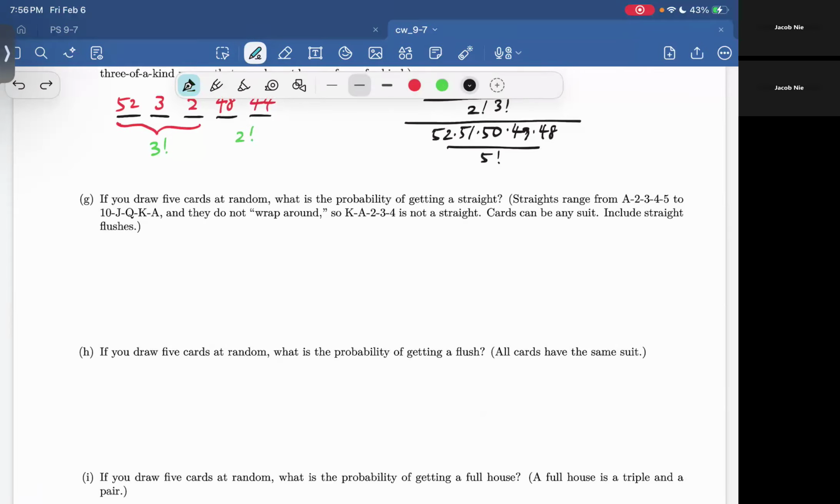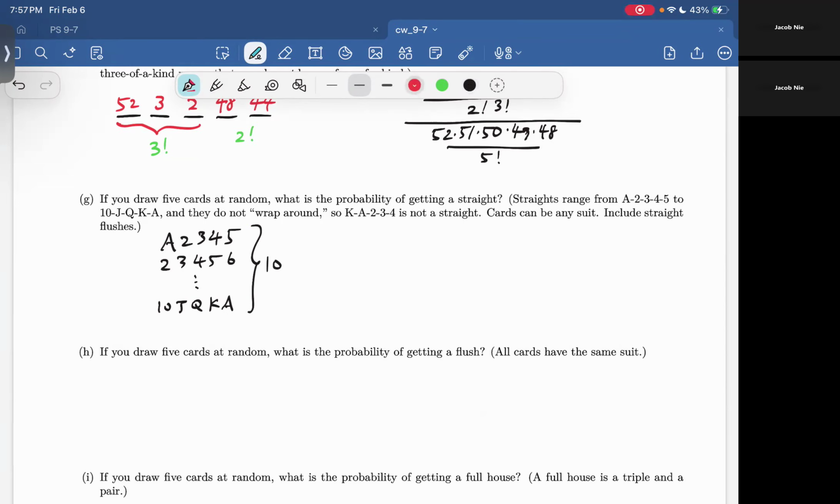This one's pretty tricky and it's a lot different from the other way. First, we have to count the number of straights, only considering the ranks. So straights will go from ace, 2, 3, 4, 5, then 2, 3, 4, 5, 6, all the way down to 10, jack, queen, king, ace. And so we have 10 of these in total.